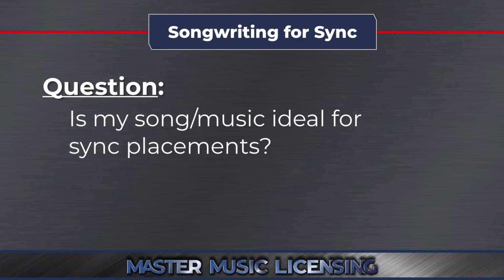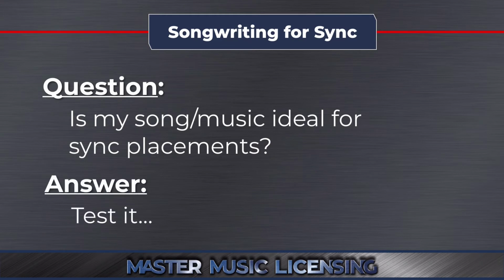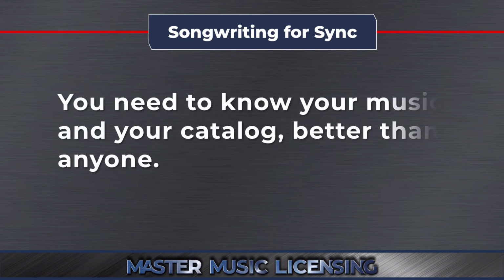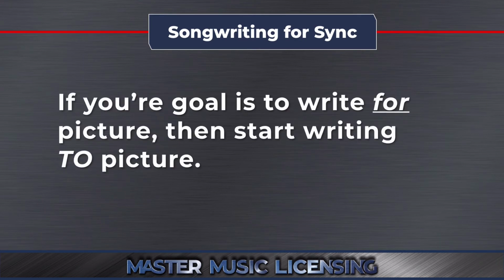But all that being said, I have a very simple answer for this. And that answer is to test it. Just test it. Here's the one thing about building your music catalog. You need to know your music and the size and the quality and the variety of your music catalog. You need to know that better than anyone. Okay? So if your goal is to write for picture and generate sync placements, then start writing to picture. It's really that simple. You can just simply get an extra TV in your studio. Those don't cost much at all.